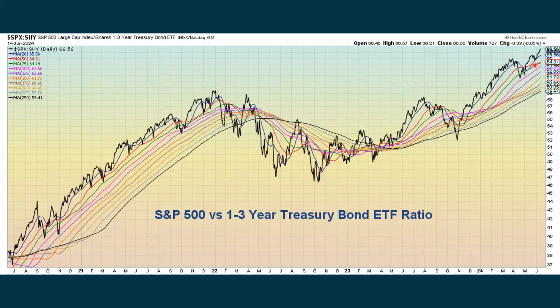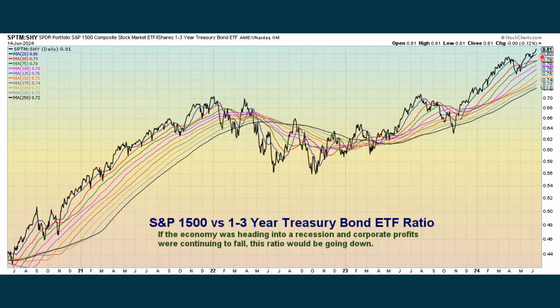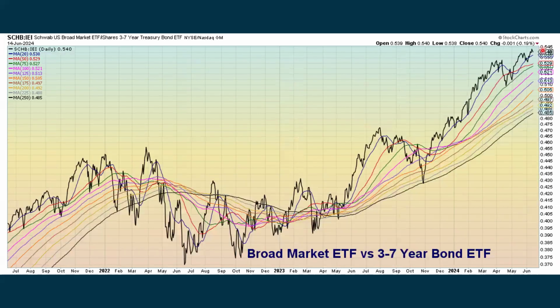We look at the S&P 500 and compare it with the price of 1 to 3 year bonds. This shows how stocks are outperforming. We look at the S&P 1500, also compare it with shorter term bonds, showing how stocks are outperforming. We're well above the rainbow. Another broad market measure, looking at further out bonds, showing that stocks are outperforming bonds, even on a broad market basis.